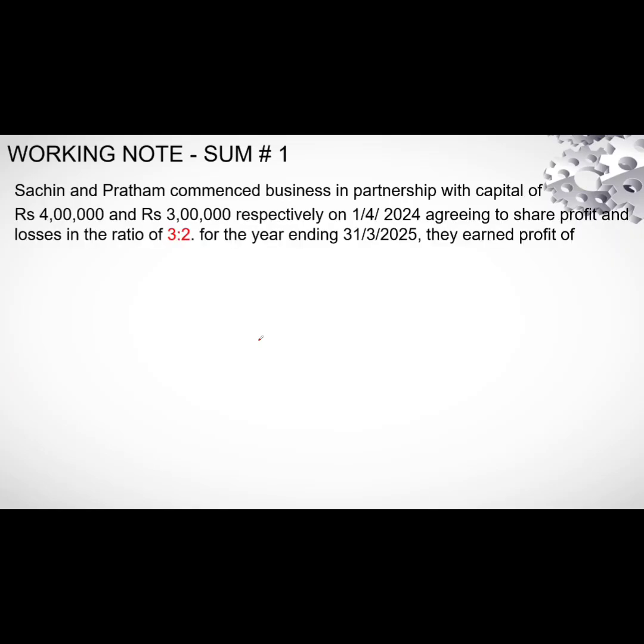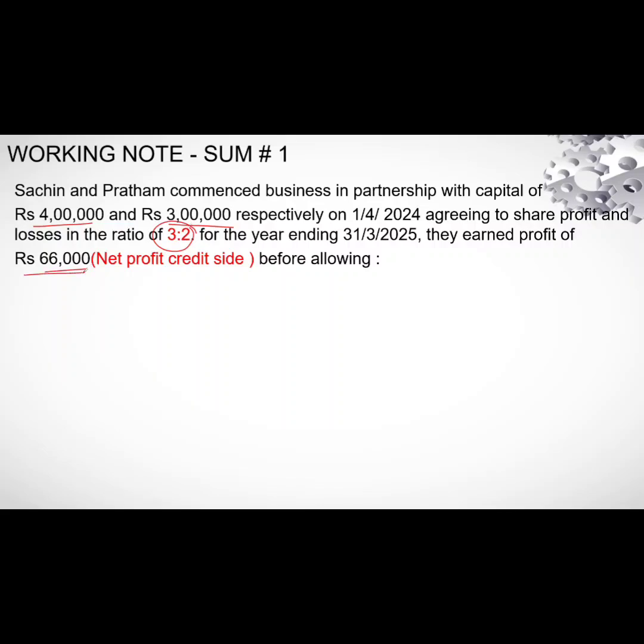So here it says that Sachin and Pratham started business with capital. Sachin brought in 4 lakhs and Pratham brought in 3 lakhs of capital on 1st April. And they have agreed to share the profits and losses in the ratio of 3:2. And they have earned a profit of rupees 66,000.